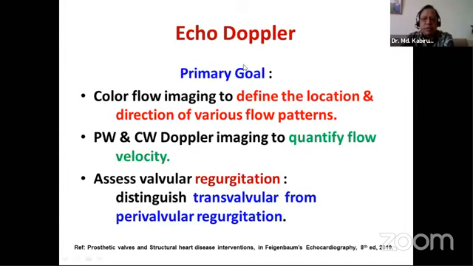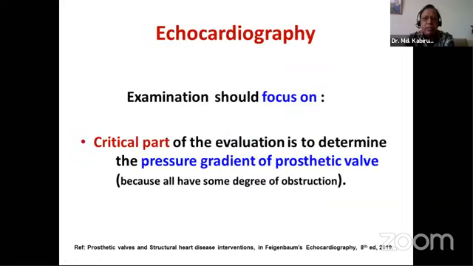So by Doppler echo, what is the primary goal? You have to observe the color flow imaging to define the location and direction of the various flow patterns. You have to use pulsed and continuous Doppler imaging to quantify the flow velocity. And you have to assess valvular regurgitation, distinguishing transvalvular from perivalvular regurgitation. This is important. You must be careful whether the regurgitation is transvalvular or perivalvular or paravalvular. The critical part of the evaluation is to determine the pressure gradient of the prosthetic valve.